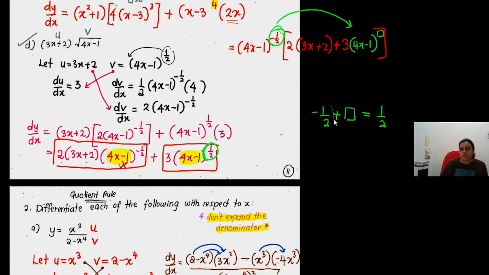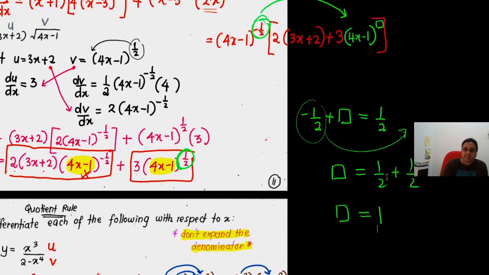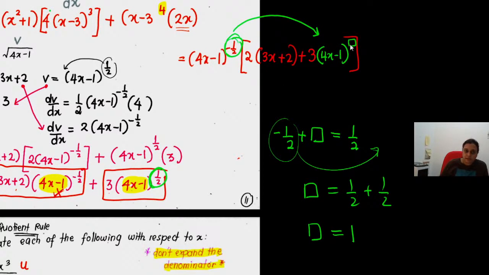So if you're not sure, you take this and move it to the back. You will get 1 over 2 plus 1 over 2, which means the power is power 1. So here is actually power 1. Usually power 1 you don't have to write, therefore I just leave it like that.